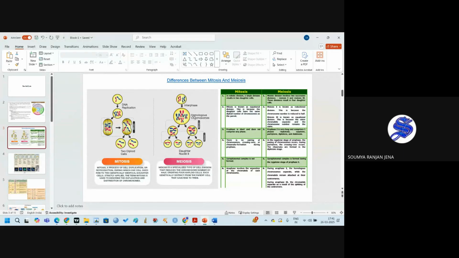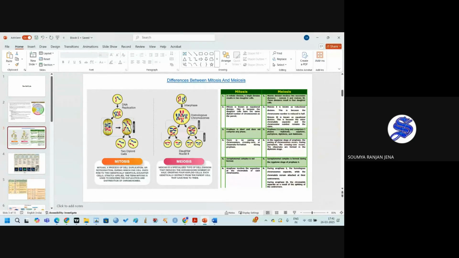Because from 46 the number is reduced to 23, and this 23 is copied into 23 and 23, and 23 and 23. Here we found 4 daughter nuclei. Meiosis 2 is known as equational division. Meiosis 2 is also called the mitosis of meiosis 1.